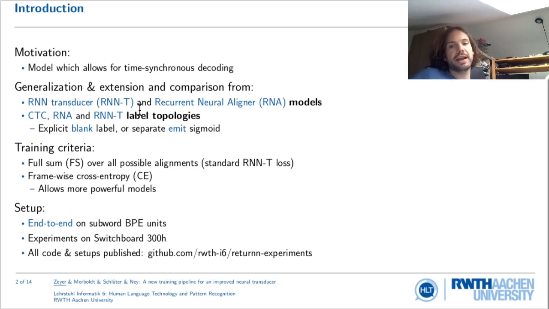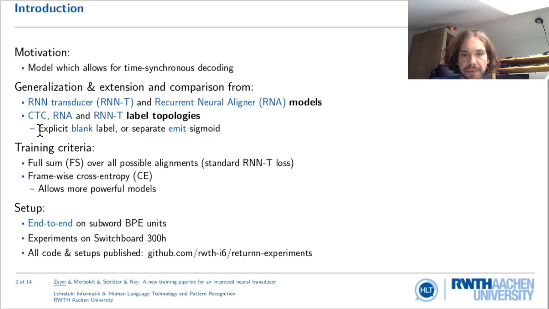Then we also compare label topologies, meaning that for example, in CTC, you have label loop. You can repeat the label, and you have blank. In RNA, the difference is you don't have label loop. And in RNNT, the difference is this is not time synchronous anymore. Only the blank label proceeds in time.